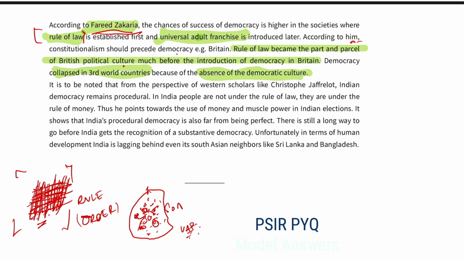It is to be noted that from the perspective of Western scholars like Christophe Jaffrelot, Indian democracy remains procedural democracy. In India, people are not under any rule of law. That's what I had said. They are under the rule of money. Thus, he points towards the use of money, muscle power, in Indian elections. It shows that India's procedural democracy is also far from being perfect, and there is still a long way to go before India gets the recognition of substantive democracy. Unfortunately, in terms of human development, India is lagging behind even its South Asian neighbors like Sri Lanka and Bangladesh.